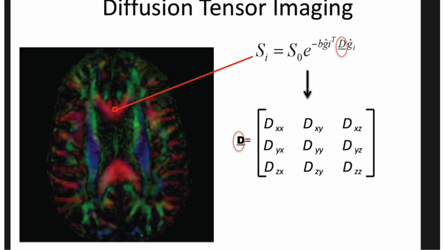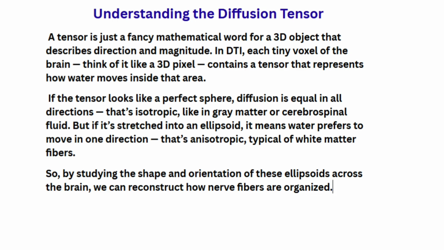Understanding the diffusion tensor. A tensor is just a fancy mathematical word for a 3D object that describes direction and magnitude. In DTI, each tiny voxel of the brain, think of it like a 3D pixel, contains a tensor that represents how water moves inside that area.